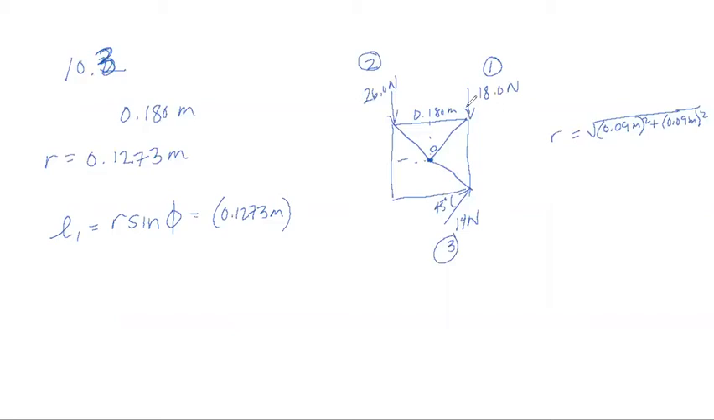Right, because this is 90. And this is 45. So it's going to be times sine 90 plus 45, which is 135. So L1 is going to be 0.0900 meters.